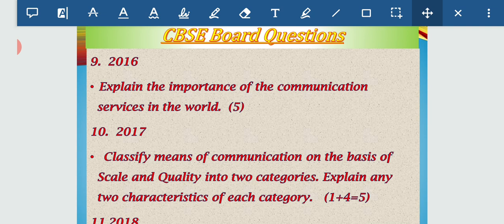Now, classify means of communication on the basis of scale and quality into two categories. Now, on the basis of scale and quality, the communications are of two types.